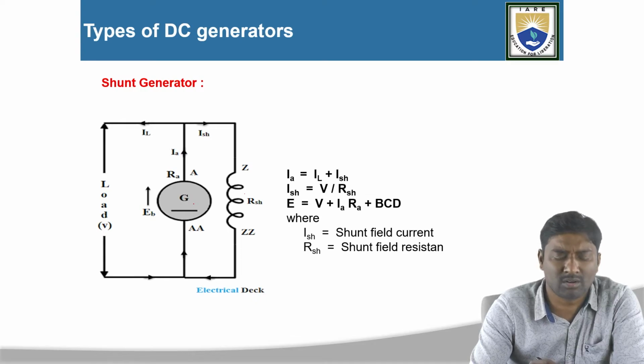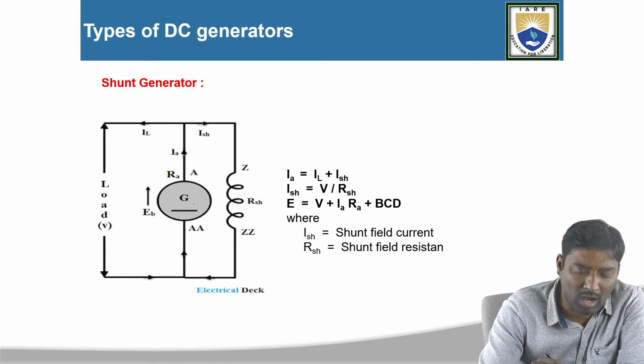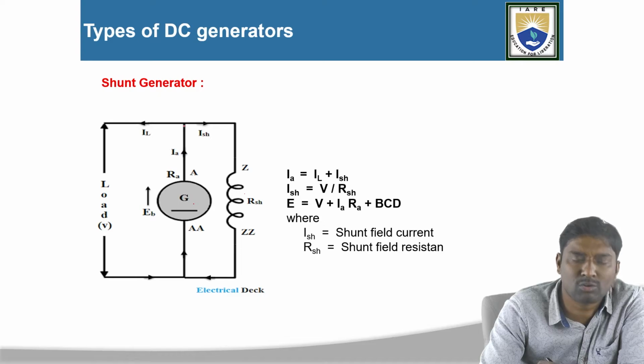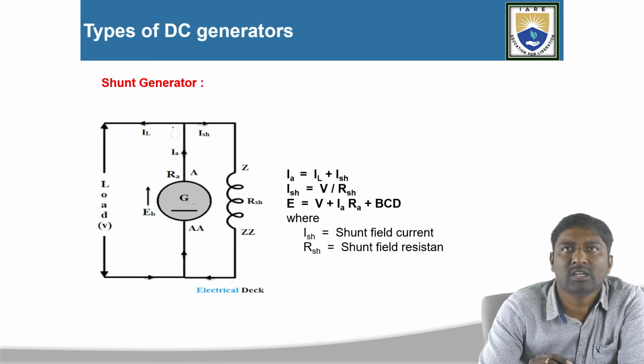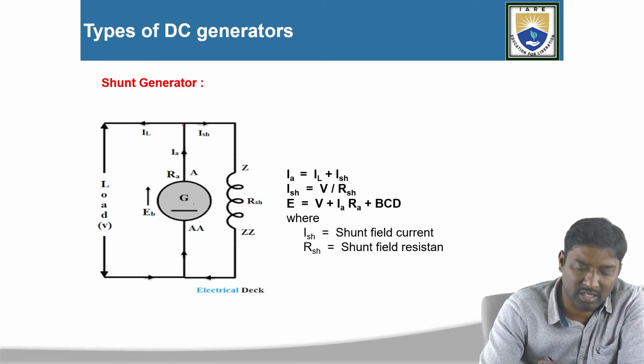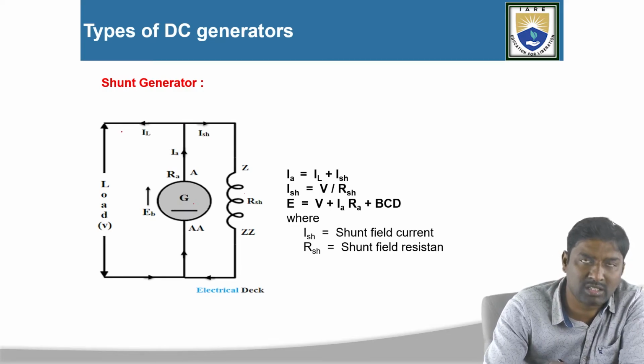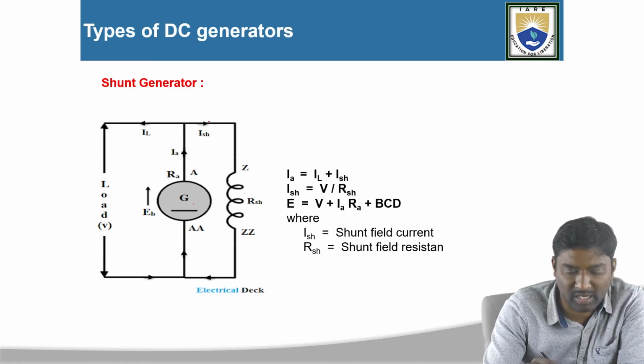According to Fleming's right hand rule, the induced EMF direction will be upward. You can observe now, armature winding current is flowing like this, then divided at this node point according to KCL. Current entering the node is equal to current leaving the node. So current is entering here, then load current is leaving here, and the field winding current is coming like this.